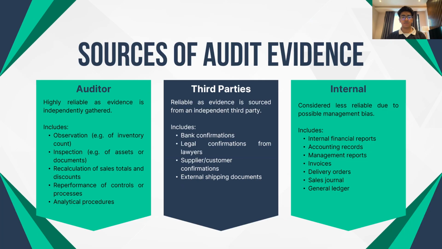Now let's talk about where these audit evidences come from. There are three main sources of audit evidence, and the first one being the auditor themselves. This evidence would be regarded as highly reliable as the evidence is independently gathered and involves no third party involvement. Some examples that can be related to the sales and collection cycle include observation and inspection, such as inventory count and stock take, and also recalculation of the sales totals and discounts.